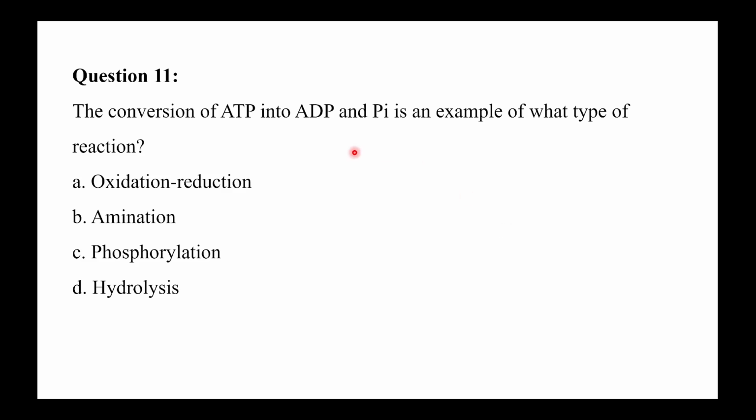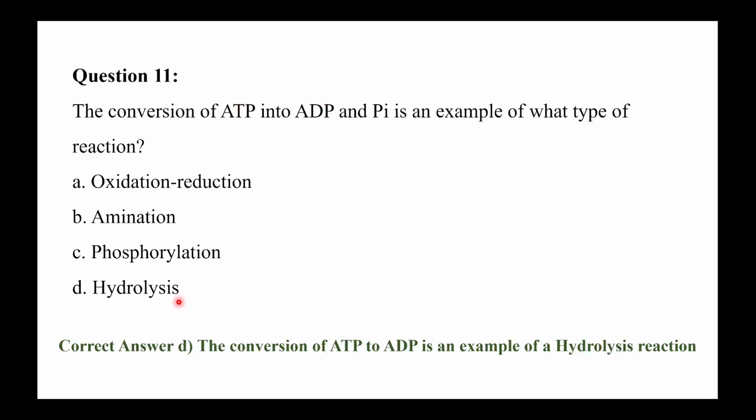So here you see from ATP, ADP and inorganic phosphate are forming. That means phosphate is getting released from the ATP molecule. So it cannot be phosphorylation. It is a dephosphorylation reaction. If the opposite was happening, you could have said that it is a phosphorylation reaction because the phosphate is attaching to the ADP molecule to form ATP. The correct answer is option D, hydrolysis. So the conversion of ATP to ADP is an example of a hydrolysis reaction.